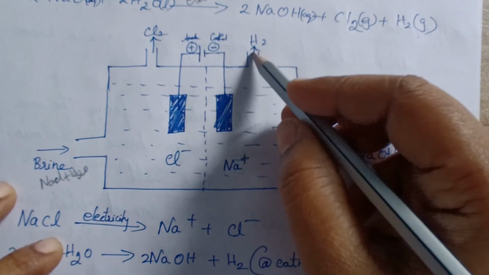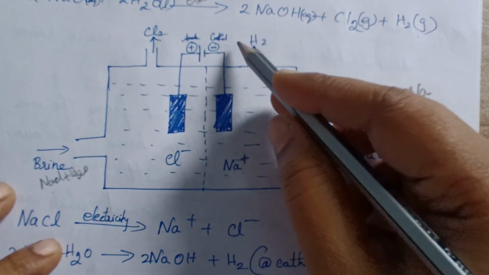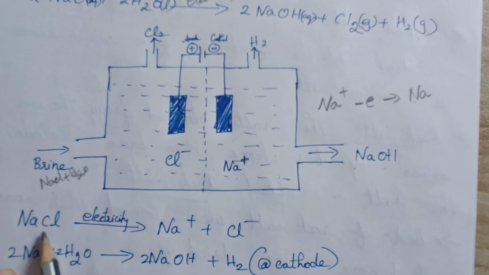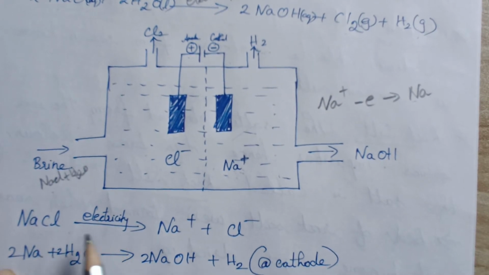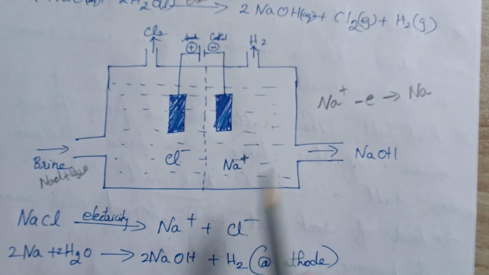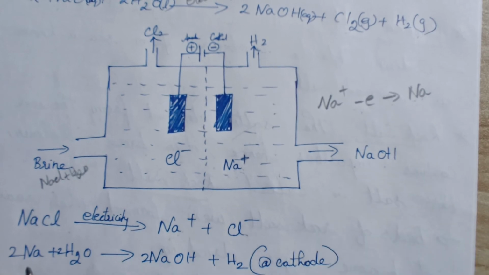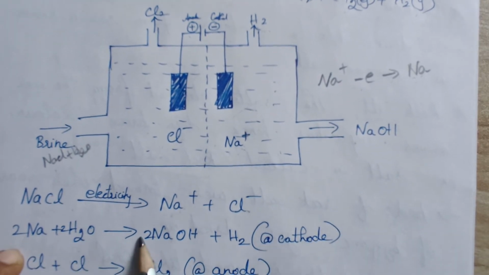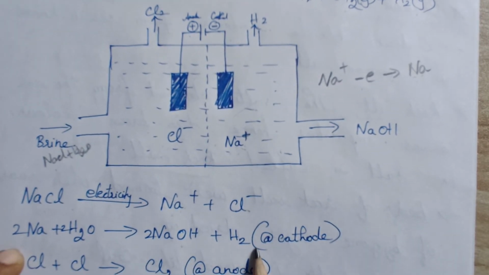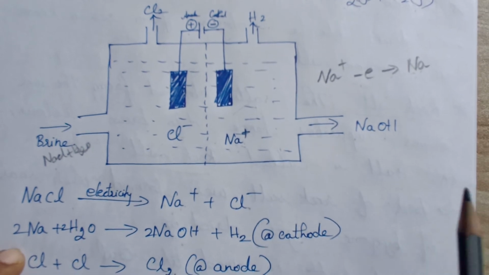The H2 gas will be collected at the cathode side. And NaCl decomposes to form Na+ and Cl-. This Na+ gains one electron and forms a metal, right? This metal reacts with water to form NaOH, and hydrogen gas is released at the cathode.